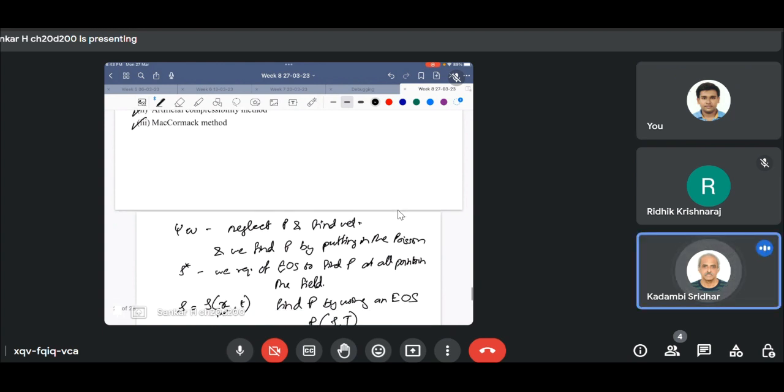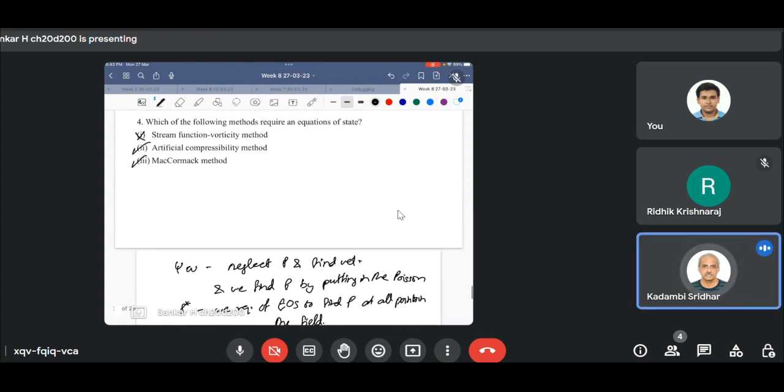Can you explain that first part? How do we find pressure by using the Poisson equation?